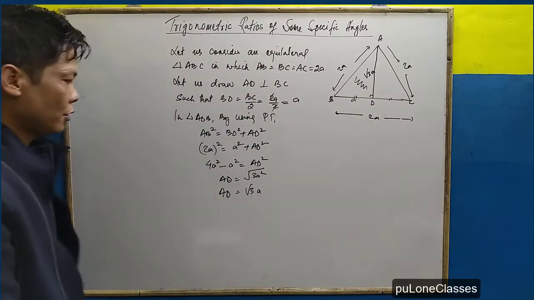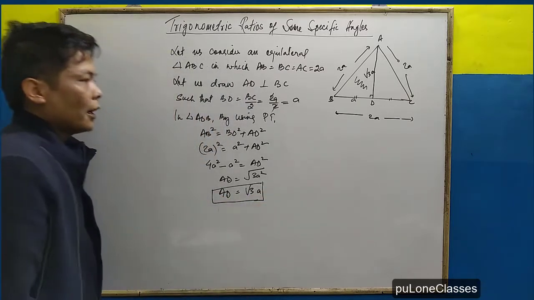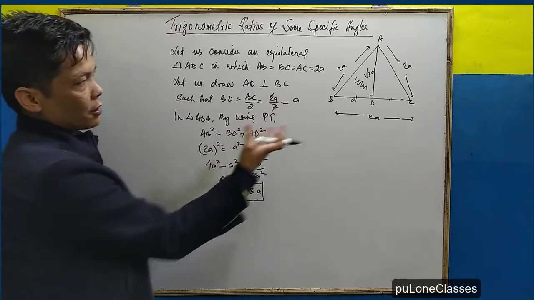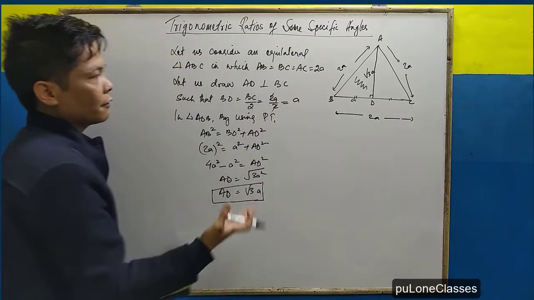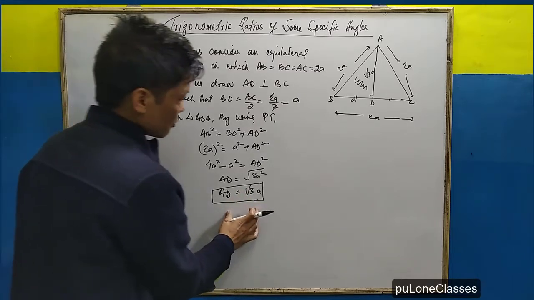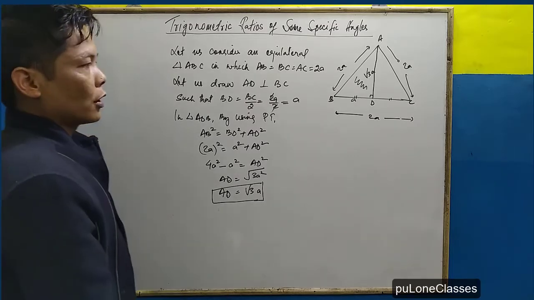This is also a formula for the height of an equilateral triangle. If in the question they have given us the area of an equilateral triangle, and they tell us to find out the altitude or height, we can use this formula to find out the height or altitude of an equilateral triangle.